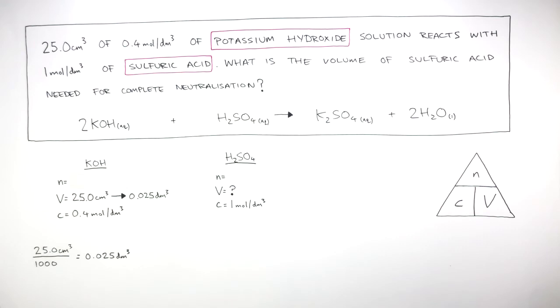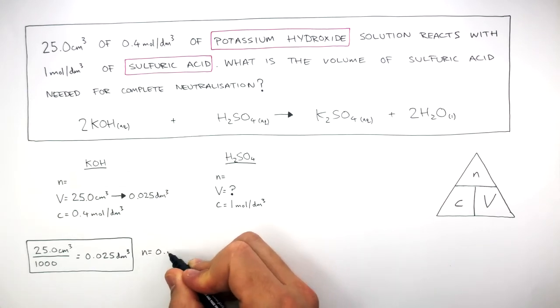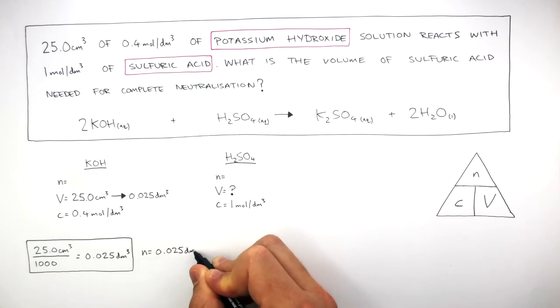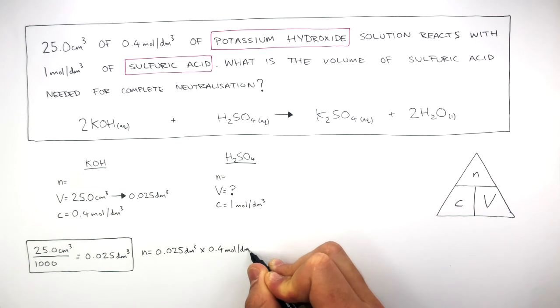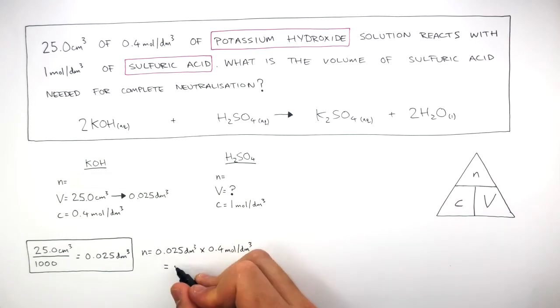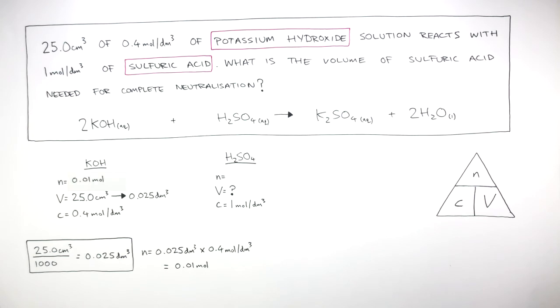0.025 decimeters cubed. Now we can calculate the amount in mole of the potassium hydroxide, and the equation shows us that amount in mole equals concentration times volume. So N equals 0.025 decimeters cubed times 0.4 moles per decimeter cubed. This equals 0.01 mole. So now we write 0.01 mole next to the N.